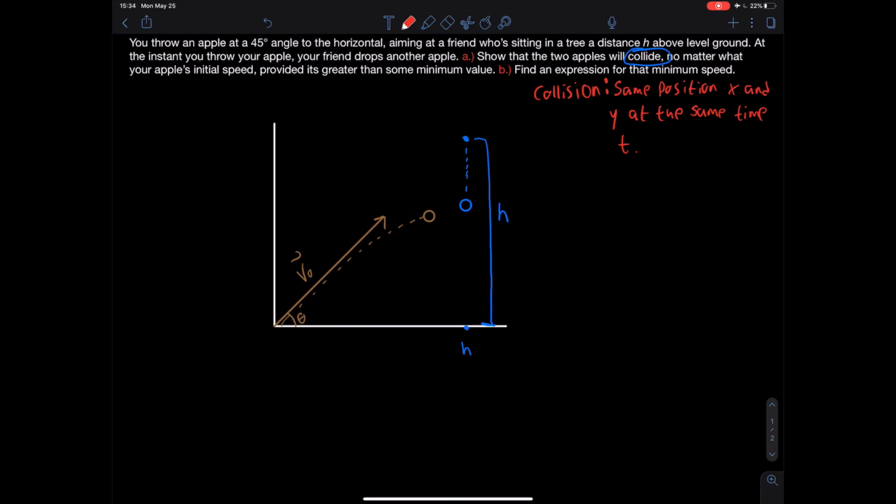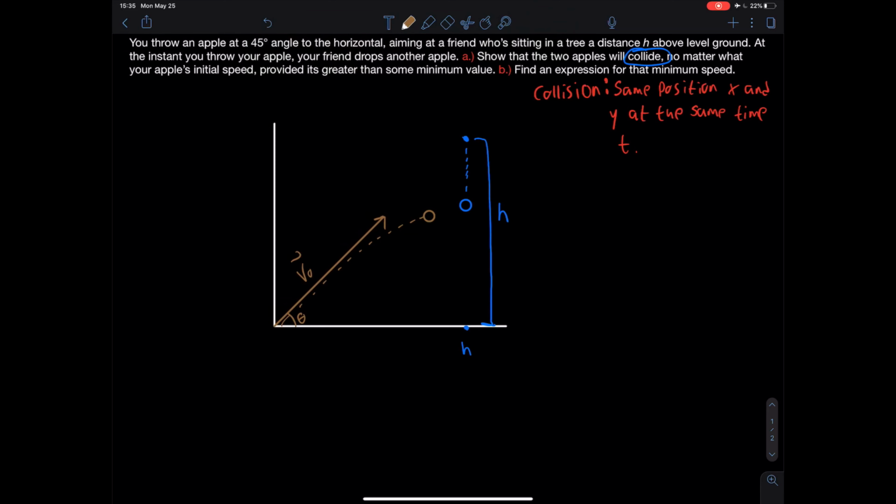So looking at this situation that we have here, we know that if these two objects are to collide, then the horizontal position of our apple has to at some point be h, because the horizontal position of this apple that your friend dropped is not changing. He dropped it straight down. And so the position of our thrown apple has to be h if it's going to collide. So let's figure out what time or when our thrown apple is going to hit that horizontal distance h.